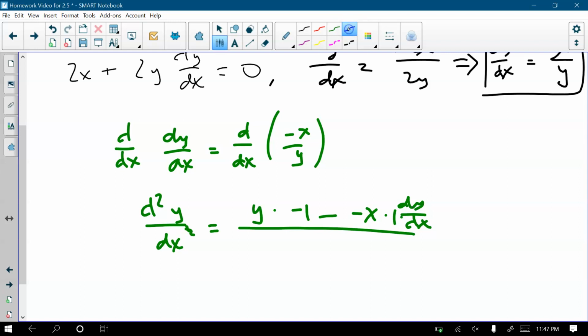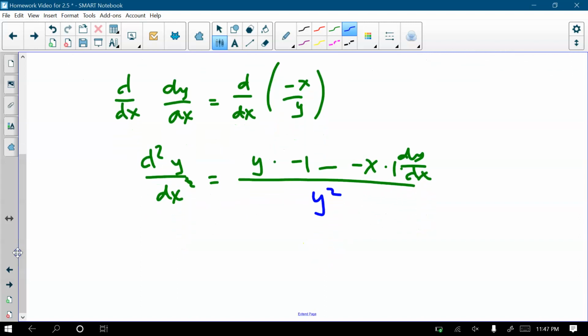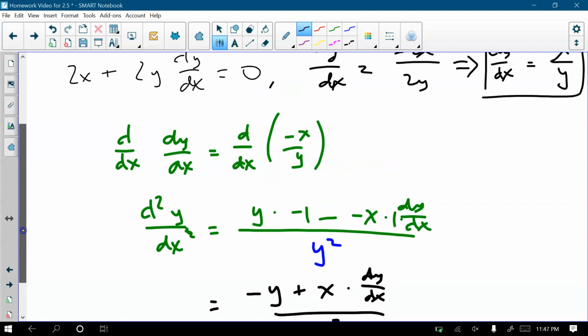And then we're going to divide this by low squared, which is y squared. Now, a lot of students ask, well, what do I do with that dy dx? And that's a great question. First of all, let's clean up this first part. So we have negative y plus x times dy dx, and we have it over y squared. Well, let's see. Well, what is dy dx?